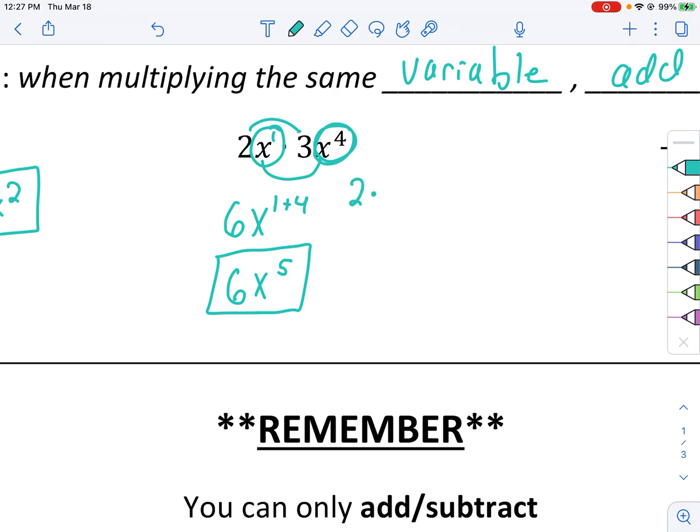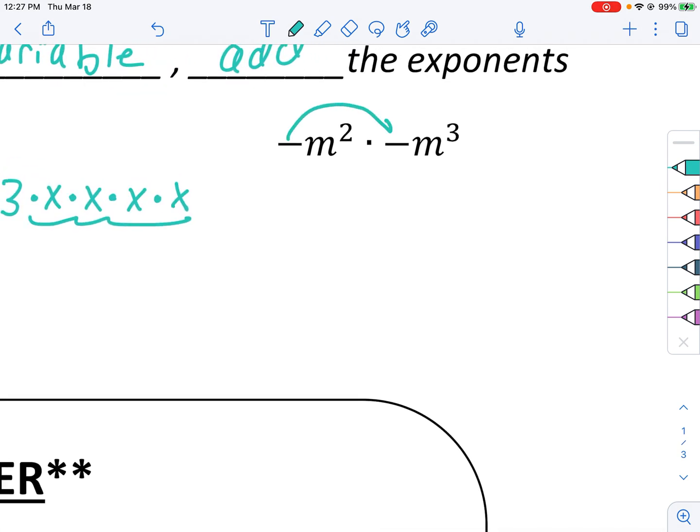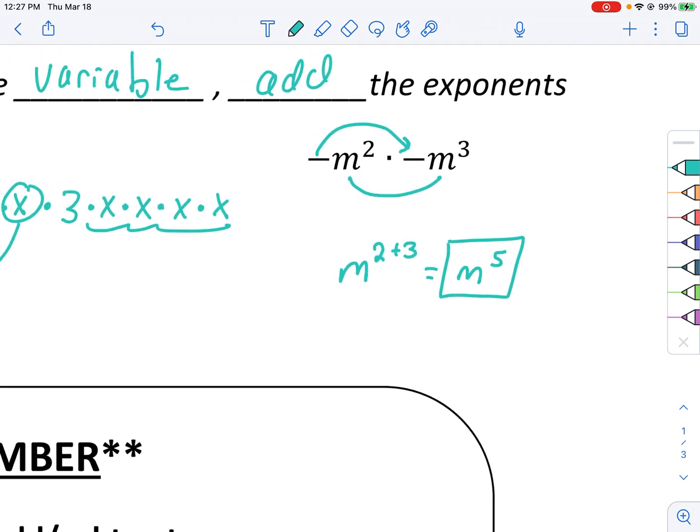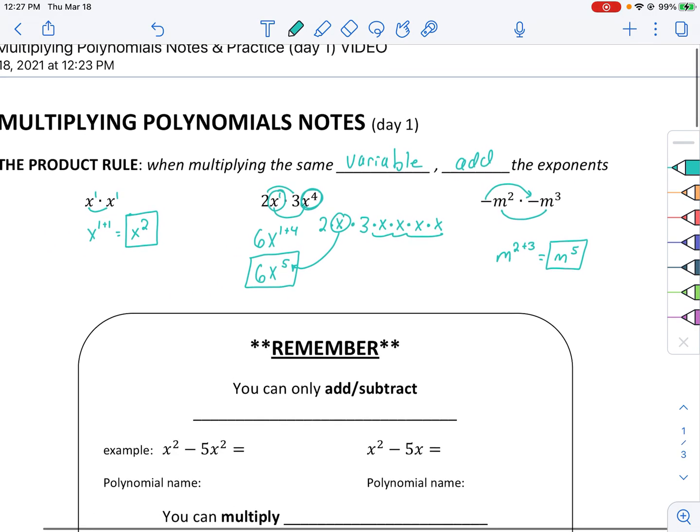If we think about that, this is 2 multiplied by x, and then it's getting multiplied by 3, multiplied by x, multiplied by x, multiplied by x, multiplied by x. That would be x to the 4th power, right? Because that's 4 x's. 1 more x would make 5 x's. Okay, last one here. We have negative times negative, which makes it positive. m times m would be m to the 2 plus 3, which gives us m to the 5th. And the negatives cancel out because there's 2 of them getting multiplied together. So that's a little bit of a review of the product rule.